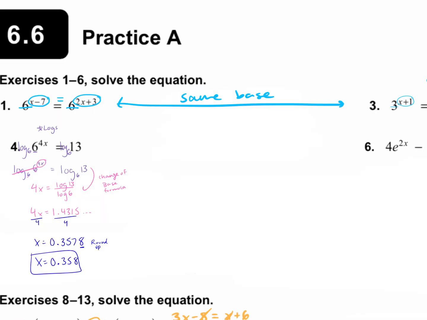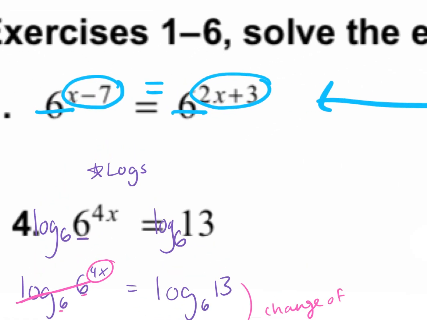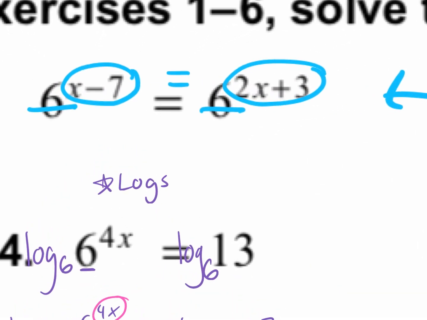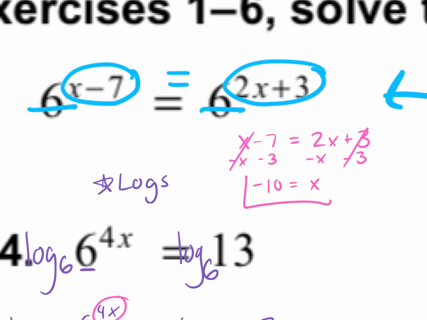All right, so let's take a look at number 1. So we said yesterday, if we have the same base, we can cancel out our bases and set the exponents equal to each other. So here we have x minus 7 is equal to 2x plus 3. What can I do next? Combine like terms. So subtract the x and we can subtract the 3. So we get negative 10 is equal to x. So that would be our answer.